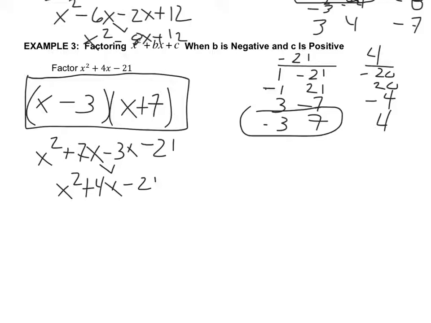Now, one of the questions that might come about is, does it matter if it is x plus 7 in the first binomial and x minus 3 in the second binomial? No, it does not matter at all. We just want to make sure that we get something factored as far as we can.